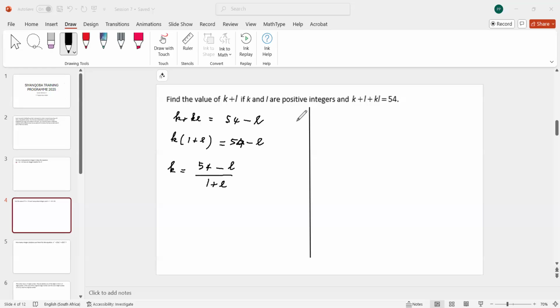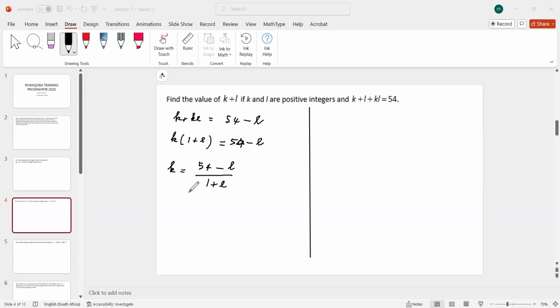Now, these are positive integers, so maybe you can try writing down different positive integers. Say l equals 1. You see l equals 1 doesn't work because you have 2 at the bottom. 54 minus 1 is 53, and 53 over 2 is not an integer. So l equals 1 doesn't work. And then you can try different numbers, l equals 3 and so on. But this will take a long time. There are so many positive integers you have to substitute here, and then try to get a value for k to see whether it's an integer.